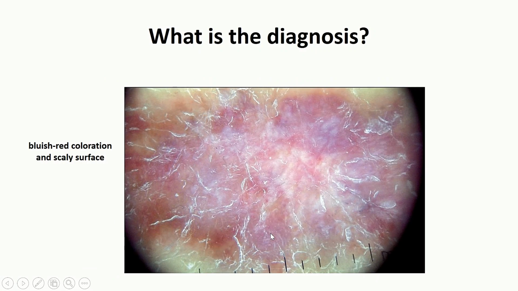What's the diagnosis? What you see here is a bluish red discoloration. Bluish red discoloration in general is indicative of vascular tumors. And also there is a scaly surface. These findings are indicative of Kaposi sarcoma.